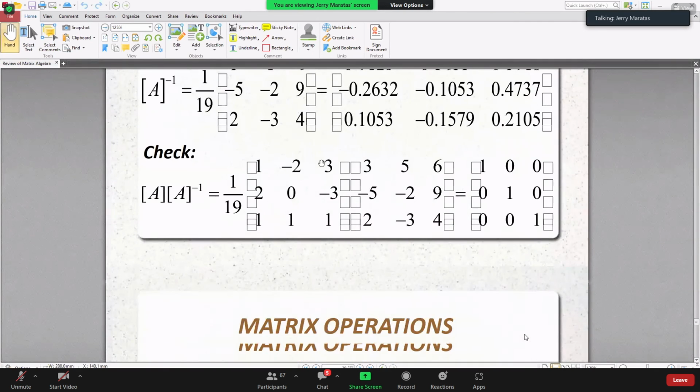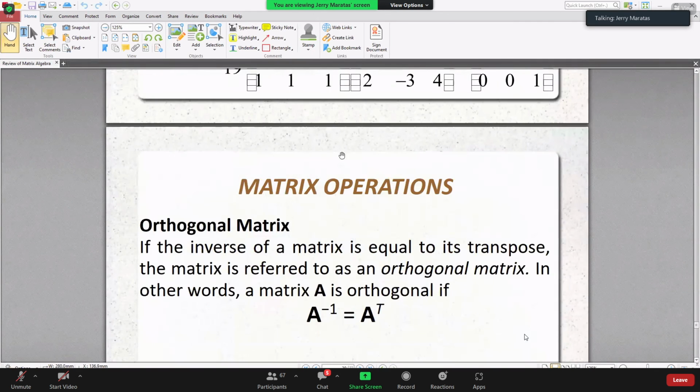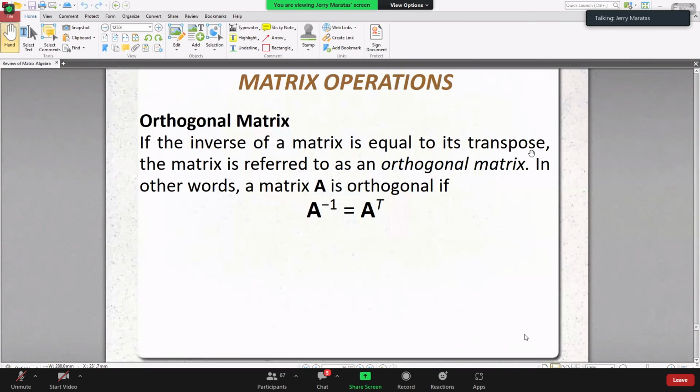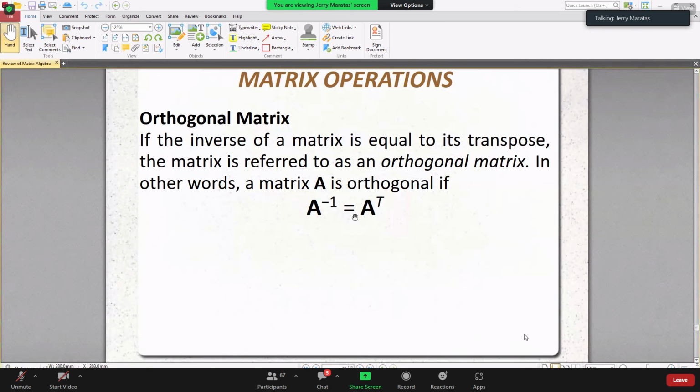Okay, so when you say orthogonal matrix, if the inverse of a matrix is equal to its transpose, okay, so it is the same as its transpose, then that matrix is an orthogonal matrix. In other words, a matrix A is orthogonal if its inverse is equal to its transpose. No? Okay.